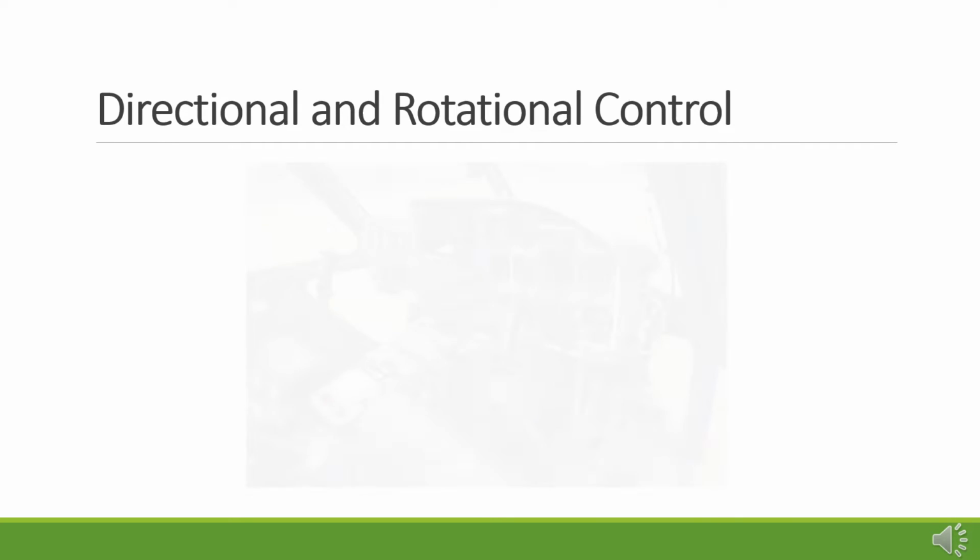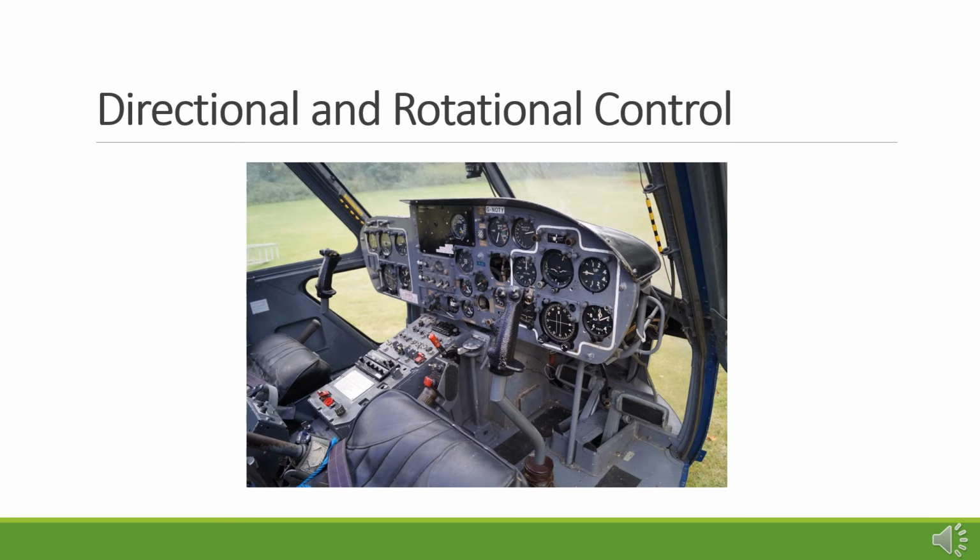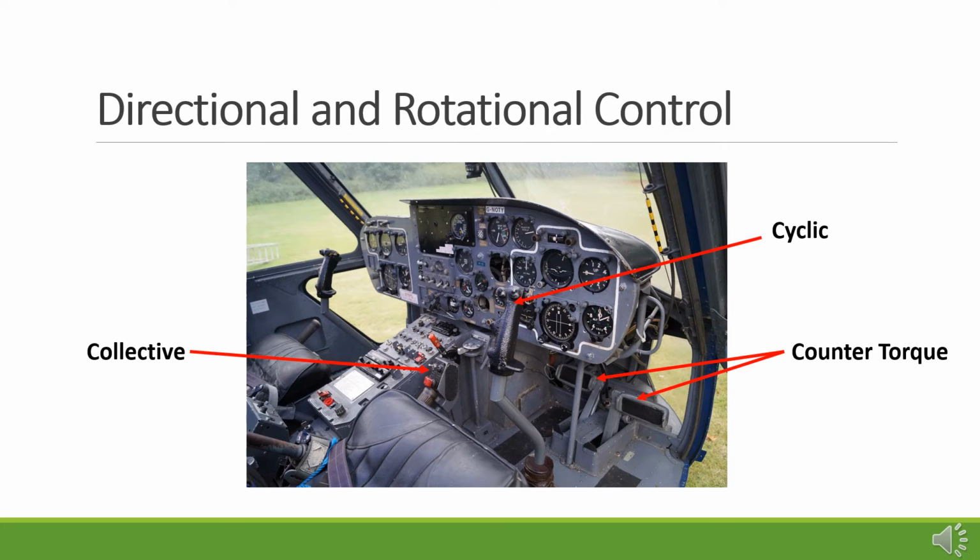Directional and rotational motion of a helicopter is accomplished through three control mechanisms: a counter-torque control, collective control, and cyclic control, which will be introduced in this lesson.